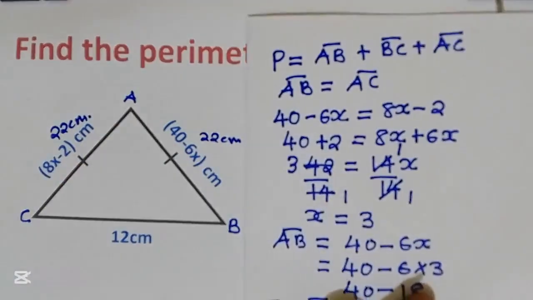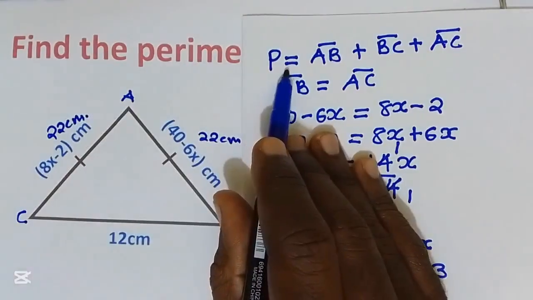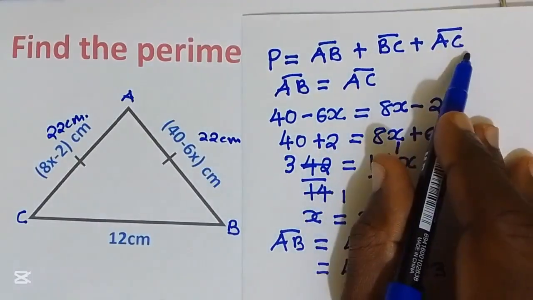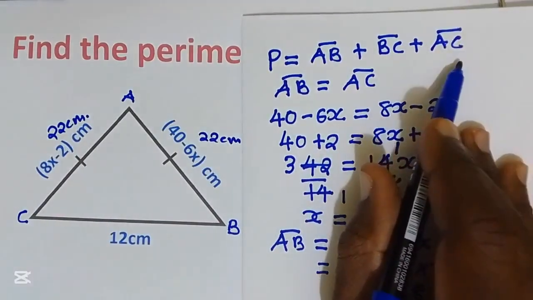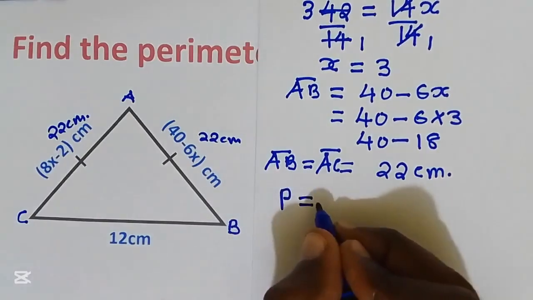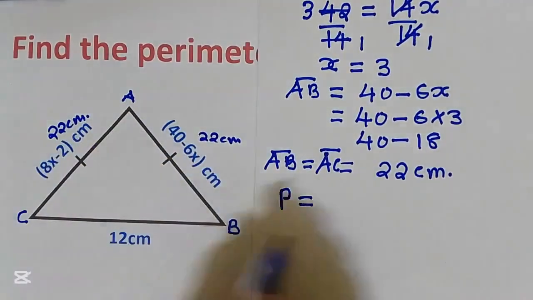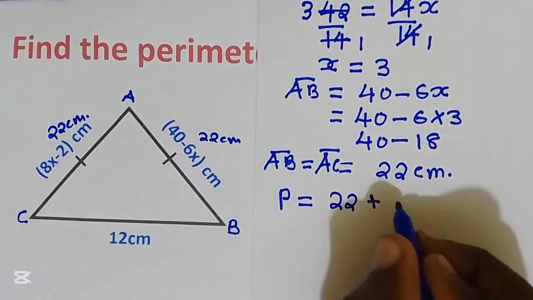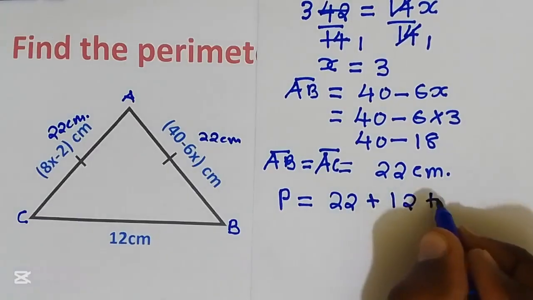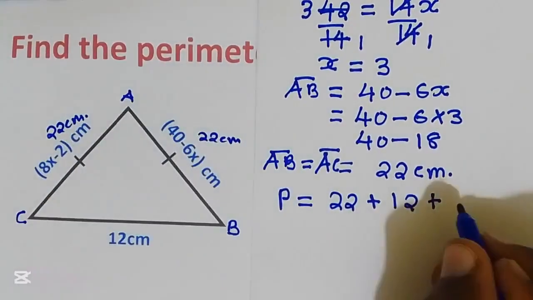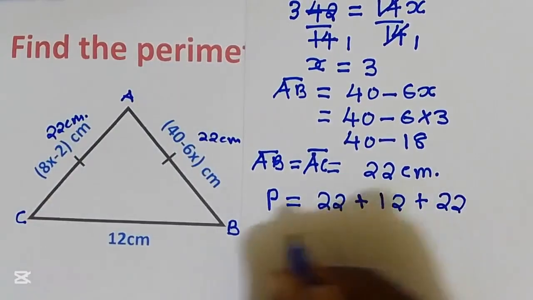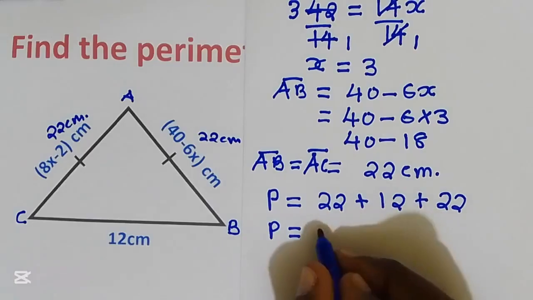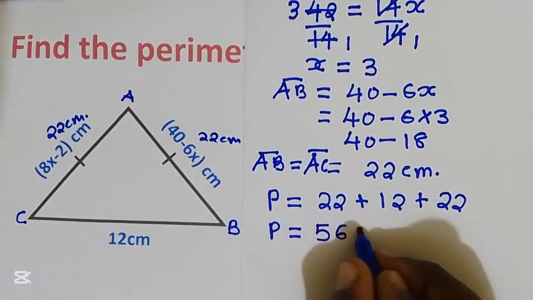As we said, perimeter is equal to distance AB plus BC plus AC. That is, perimeter is equal to AB, which is 22, plus BC, that is 12, plus AC, that is 22. We are going to get perimeter is equal to 56 centimeter.